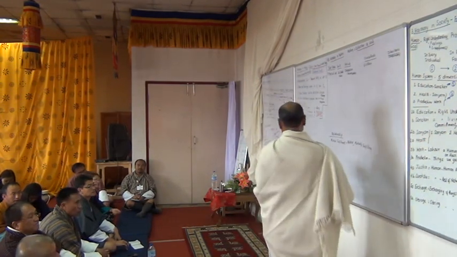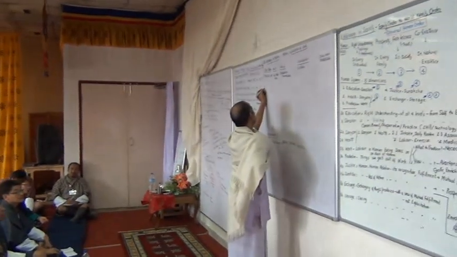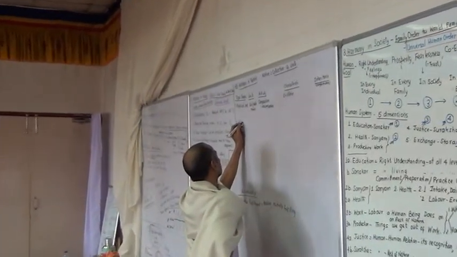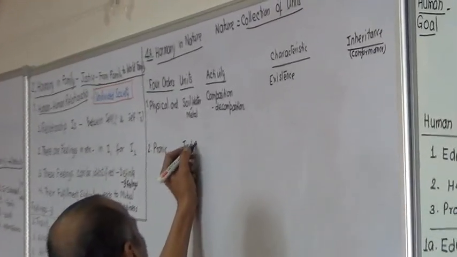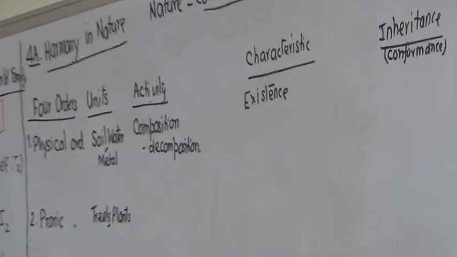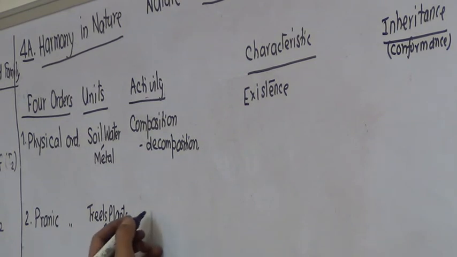But if you look at the pranic order, that is things like plants and trees, you will see this activity of composition and decomposition. So this is there. A plant is absorbing water from the soil, they feed some energy, and then some composition is taking place. That composition, decomposition takes place.